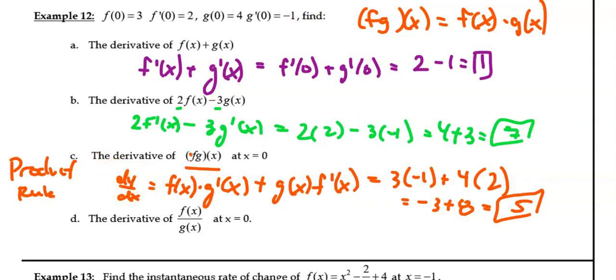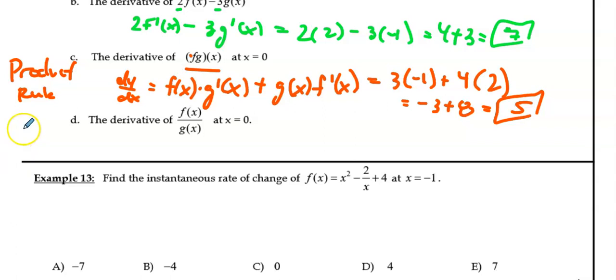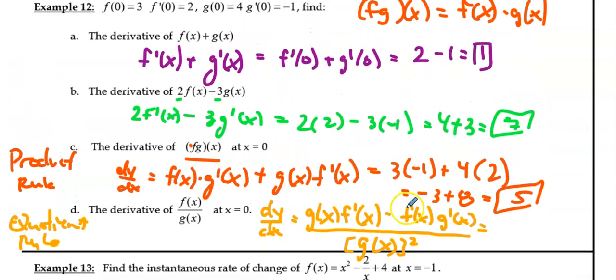So likewise, ladies and gentlemen, on the last example, we're going to do the derivative of f of x over g of x. You have to use the quotient rule. So this derivative, dy dx, is going to be equal to your denominator times the derivative of your numerator, minus, because quotient is negative, your numerator times the derivative of your denominator, all over your denominator squared. And so let's just start plugging in our values, if we can find them up there.